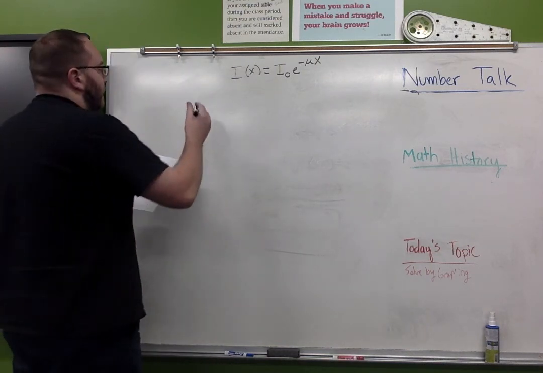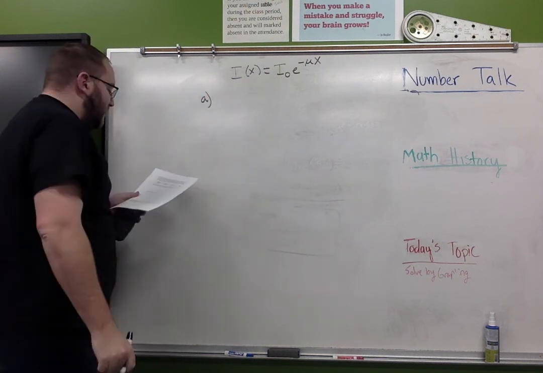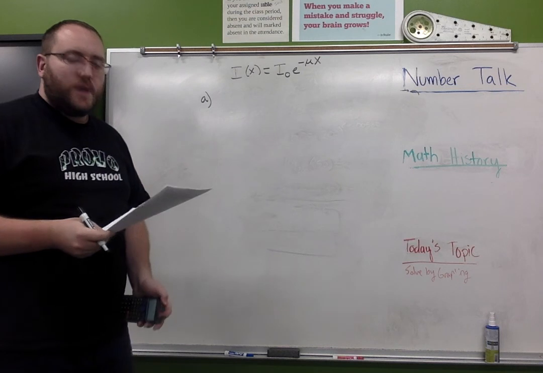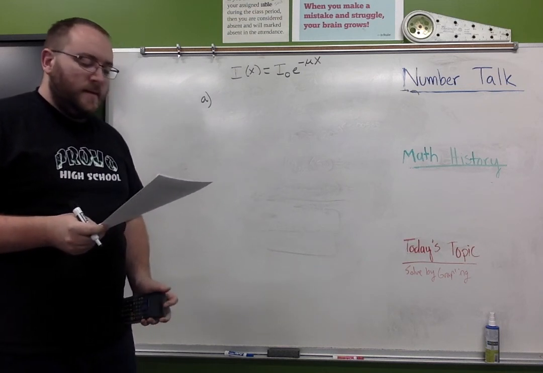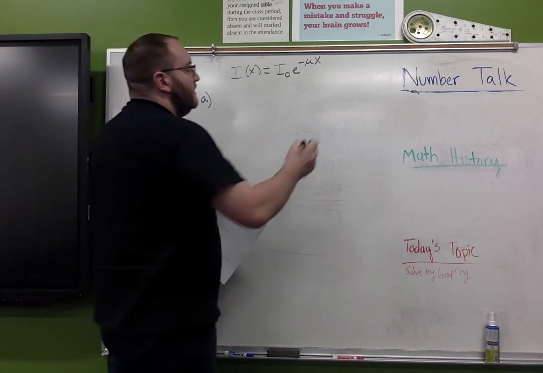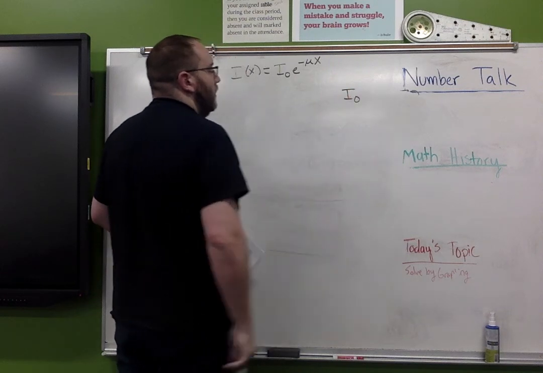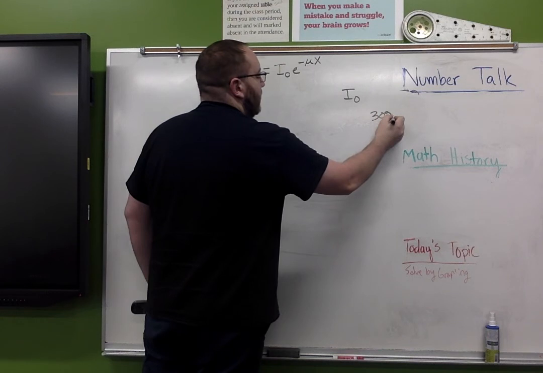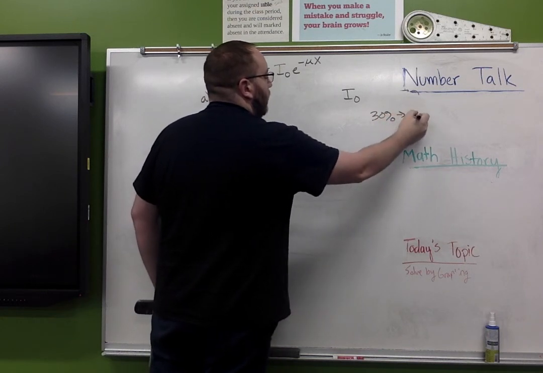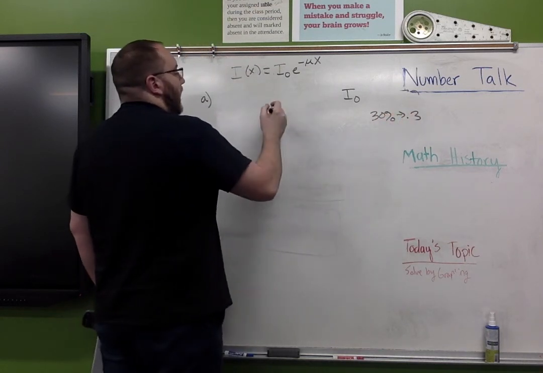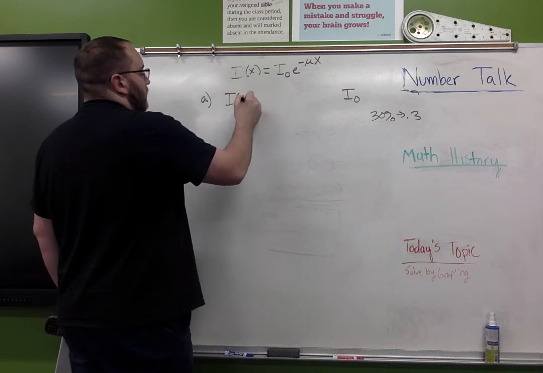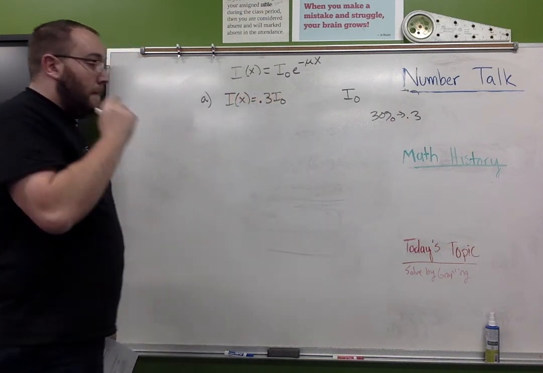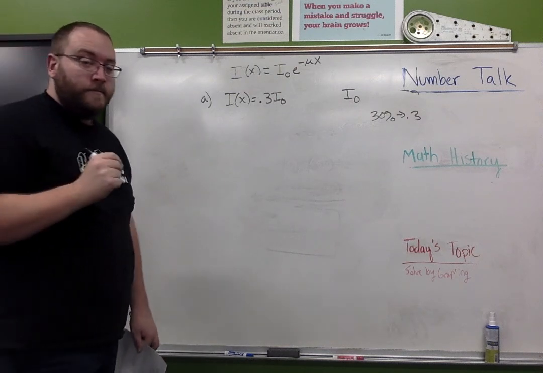Okay. So part A. We want to find the thickness of aluminum shielding that reduces the intensity of X-rays to 30% of their initial intensity. Right, so the initial intensity is I naught. We want it to be 30% of that. Now remember, 30%, if we convert that to a decimal, is 0.3. So I want I of x to equal 0.3 I naught. Okay, 30% of the original.